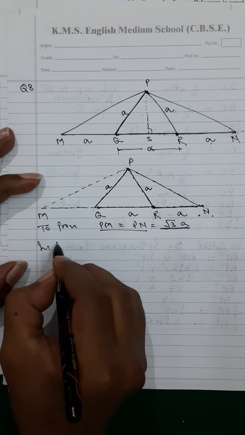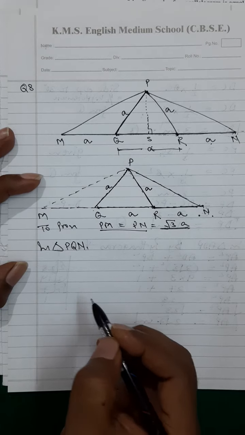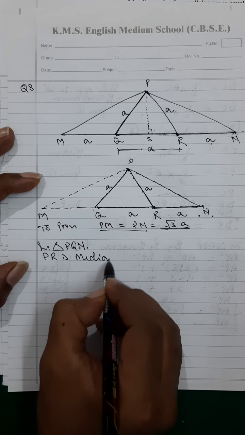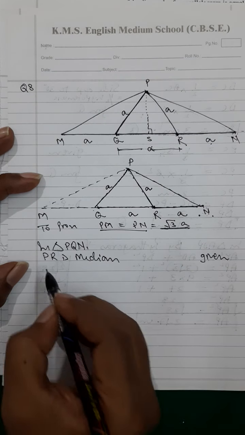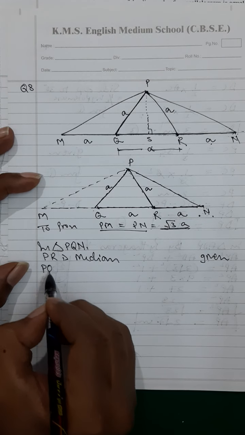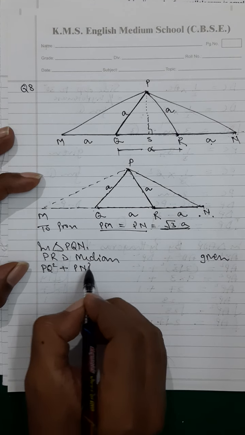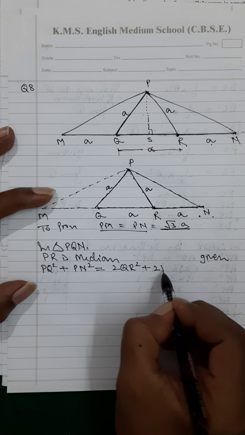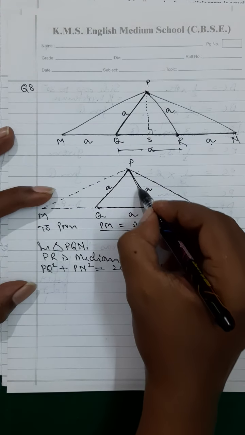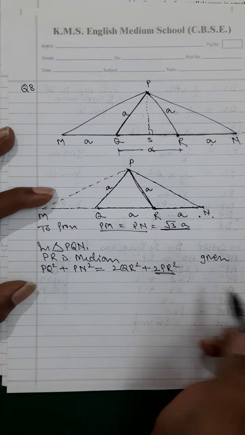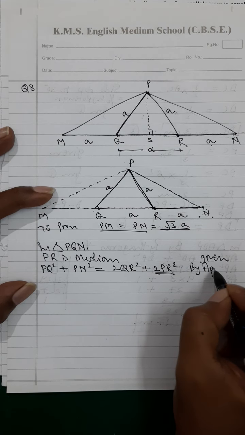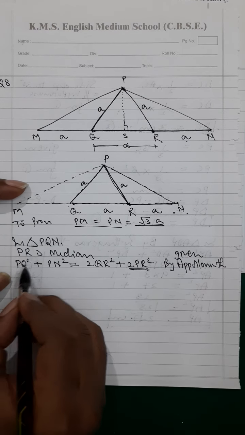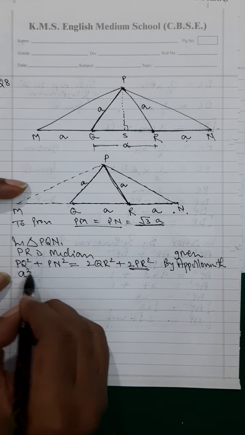So in triangle PQN, PR is median. This is given. Therefore by Apollonius theorem you will have PQ square plus PN square is equal to 2 QR square plus 2 PR square. Of course, first I should have taken PR median, but it's okay, I took it afterwards. So here it is by Apollonius theorem. Okay. So PQ square, they have given PQ is your A. This will be A square.